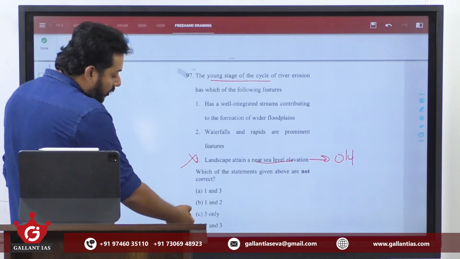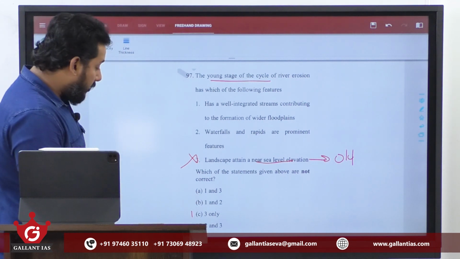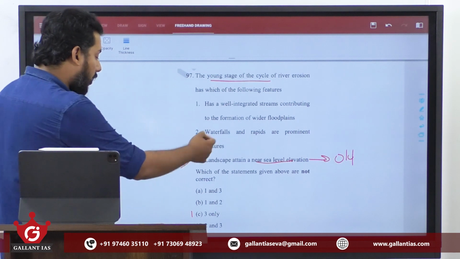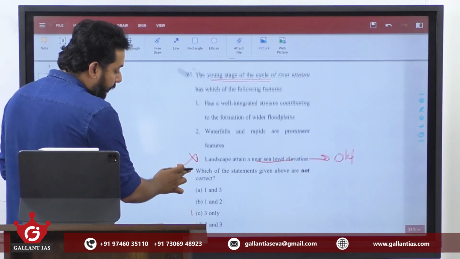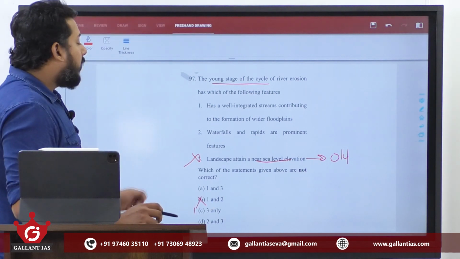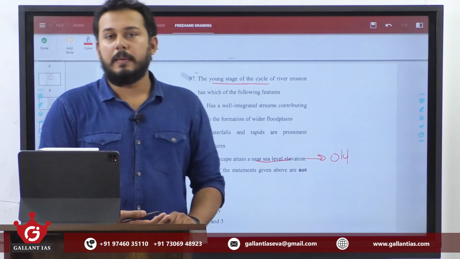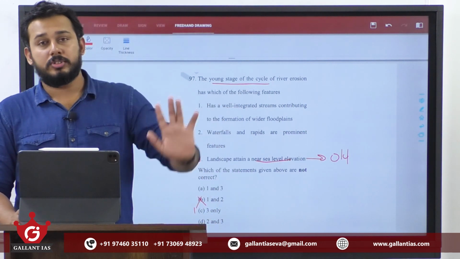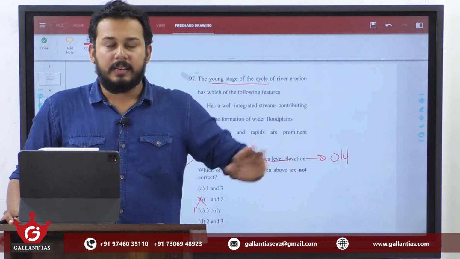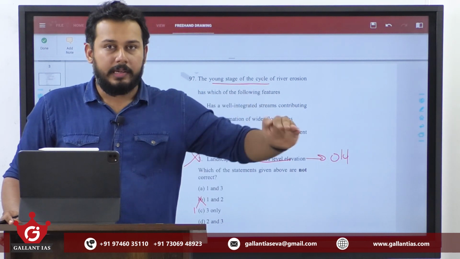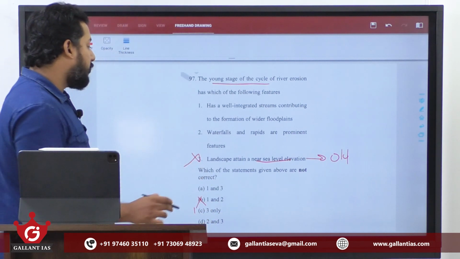So if the third statement is wrong, you can eliminate B because the question is regarding not correct. You can eliminate B straight away. Waterfalls and rapids are prominent features. We know that waterfalls and rapids, or waterfall is basically an erosional feature. So along the young stage, the river will be flowing at greater velocity. So it will be flowing like this. So the rapids will be very common, which make the second statement to be right.